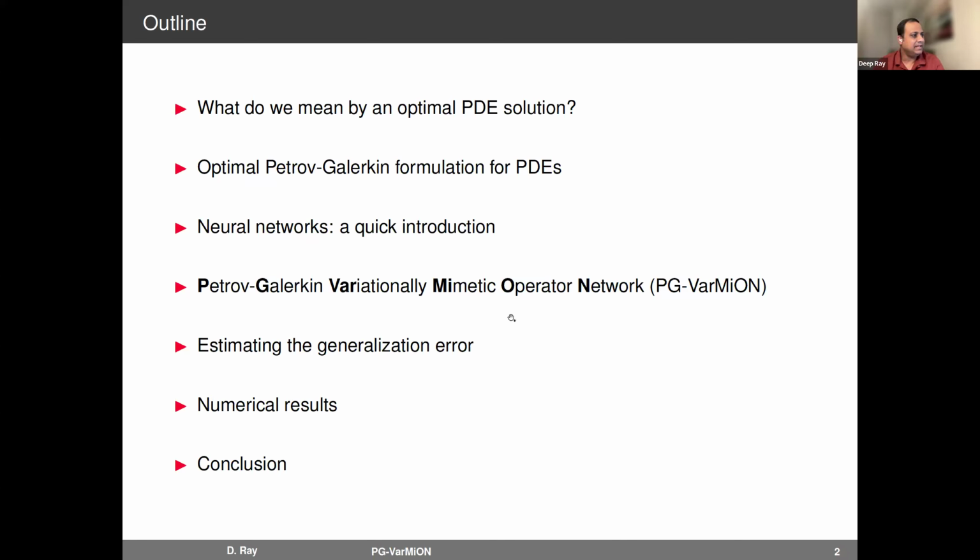And then I'll get to the main method of this talk, which is a Petrov-Galerkin variationally mimetic operator network, or PG-VarMiON for short, which is, I guess, the shortest name I could find. But it's an operator network that mimics this Petrov-Galerkin formulation. I'll talk about some error estimates that you can obtain using this PG-VarMiON. I'll then show you some simple numerical examples, and then end with some concluding remarks.